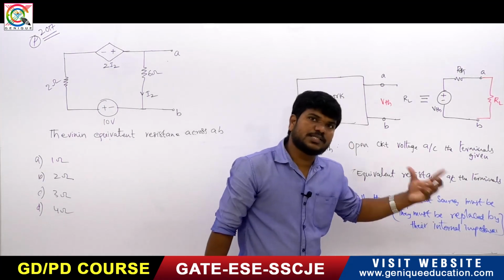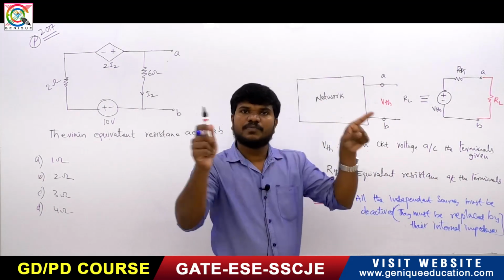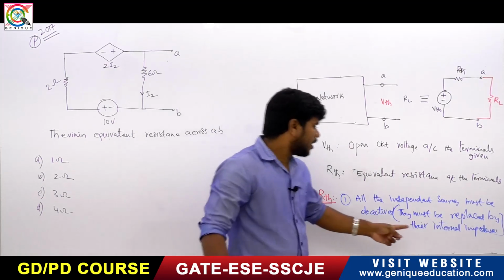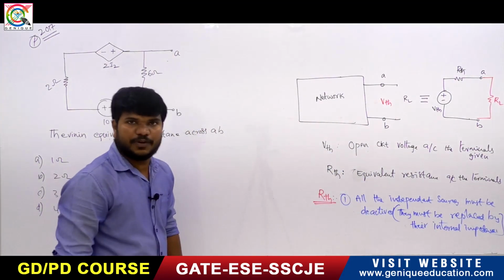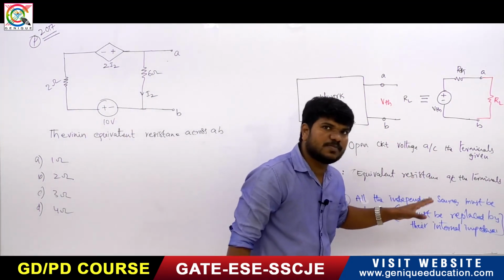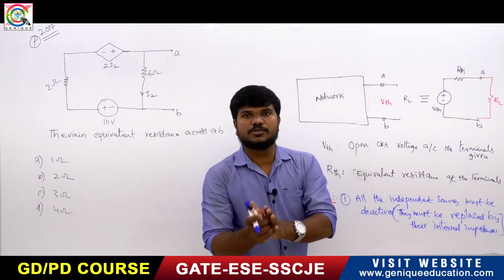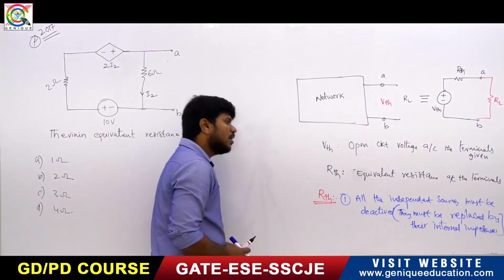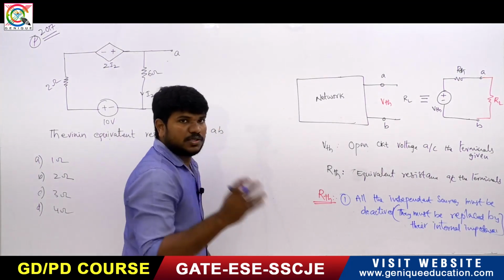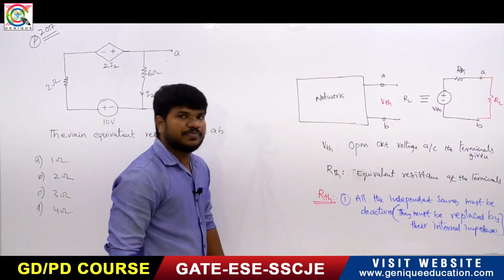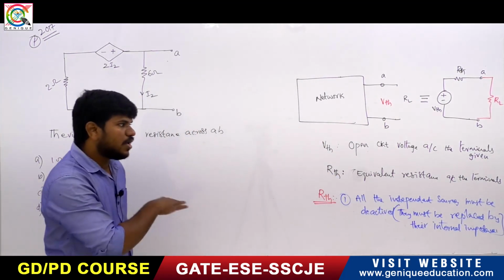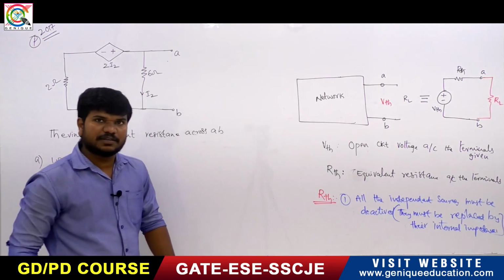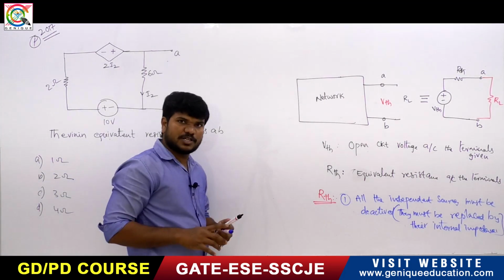Voltage source will be having internal impedance 0. Current source will be having an internal impedance infinity. So that means the voltage source must be short circuited and current source must be open circuited. So this is the meaning of this: all the independent sources must be deactivated. Okay, this is the first point.